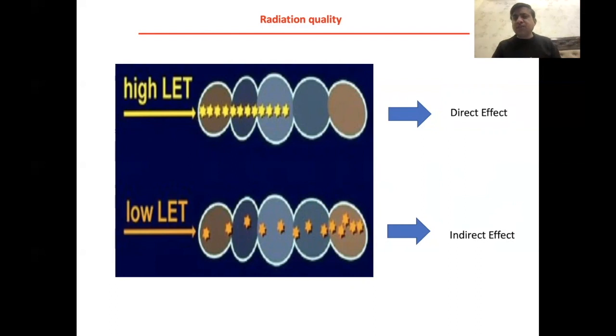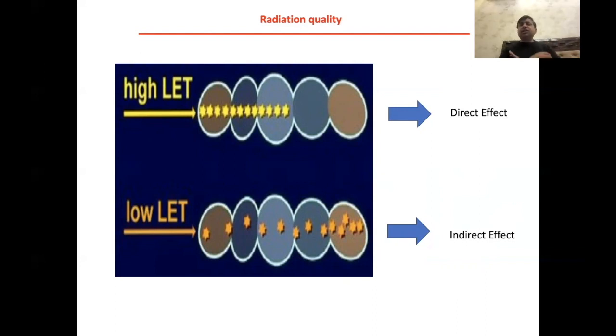So what are the examples of high linear energy transfer? Electron, neutron, alpha, they are basically high linear energy transfer, the energy matters. Then for low linear energy transfer, gamma rays and X-rays are the typical examples. Now in case of high linear energy transfer, the interaction of radiation with matter is mostly dominated by the direct effect, while in the case of low linear energy transfer, the indirect effect is the most prominent one.